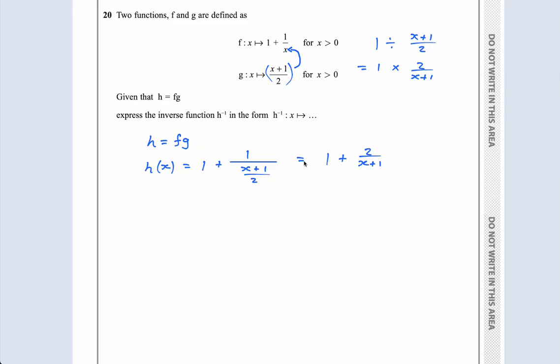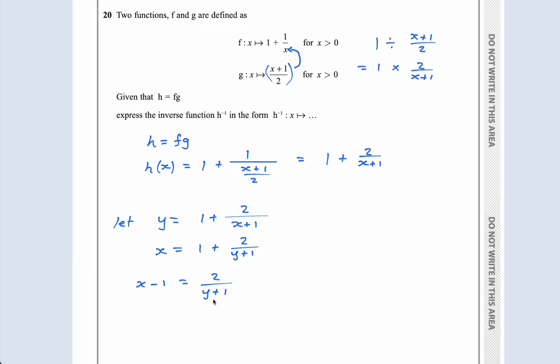Now to find the inverse function, we do this. We go let y equal 1 plus 2 over x plus 1. Again, guys, if you haven't studied inverse functions, you won't know what I'm doing, but if you have, hopefully this is familiar. You let y equal this, then you swap x and y. You say x equals 1 plus 2 over y plus 1, so you just swap them. And then you rearrange to find y. So I subtract 1, x minus 1 equals 2 over y plus 1.